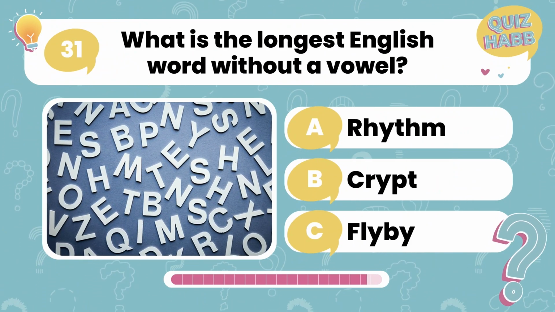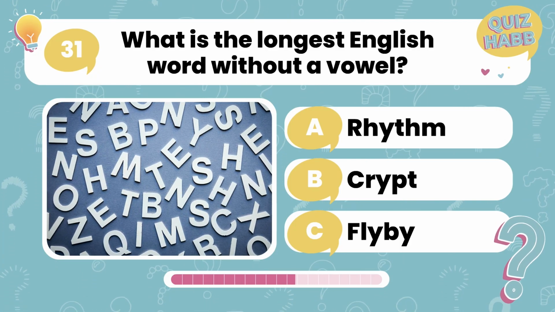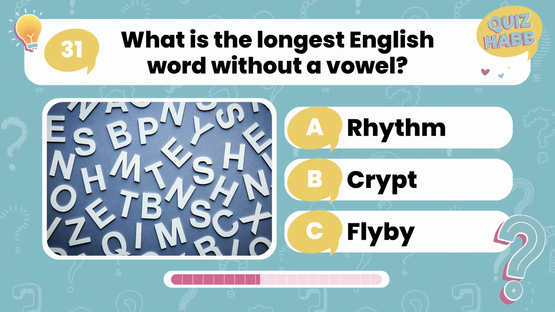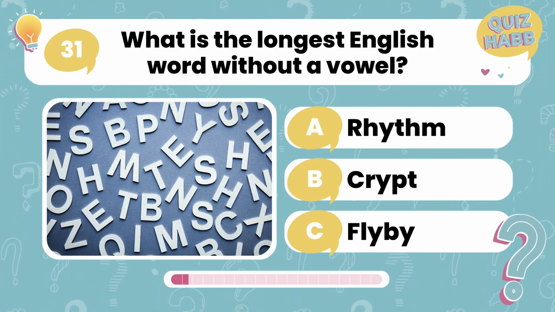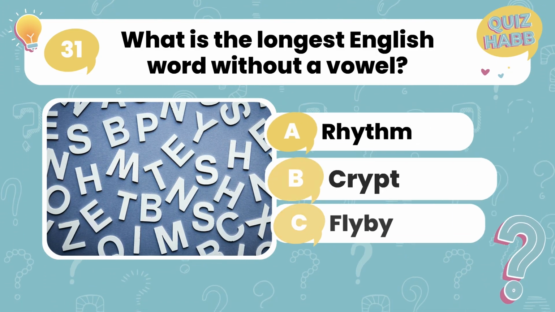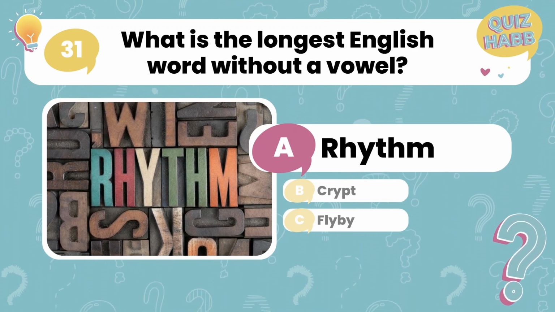What is the longest English word without a vowel? A. Rhythm, B. Crypt, C. Flyby. Correct answer, rhythm. Contains no vowel but uses Y as a vowel sound.